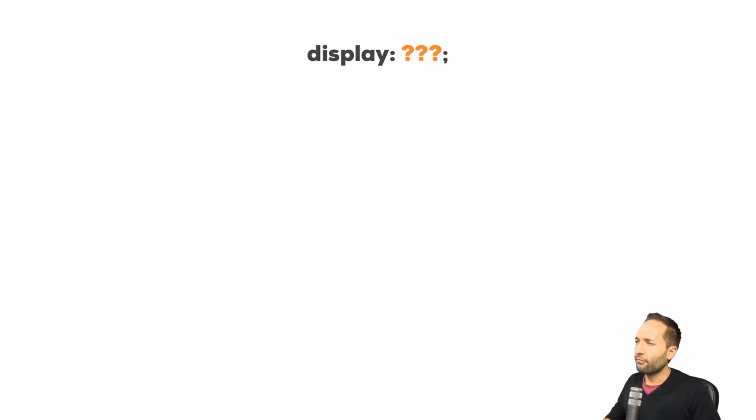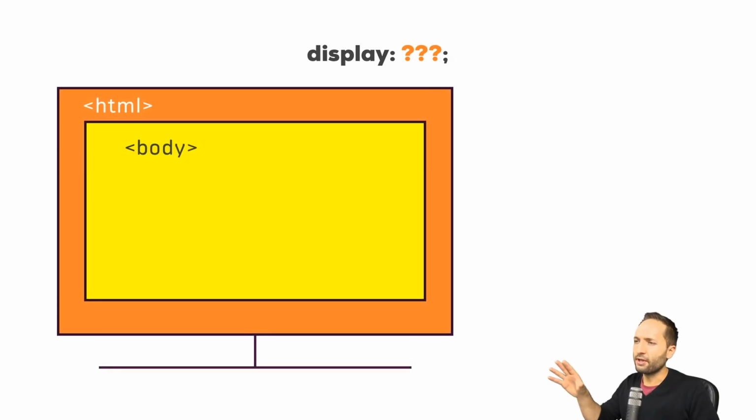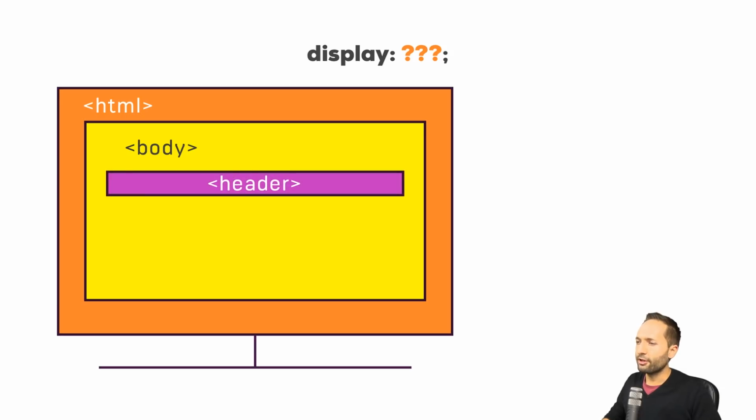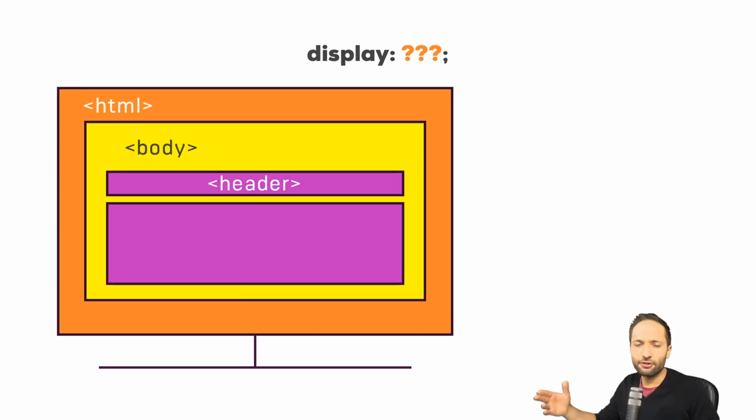So let's think about the following example. You have your website with an HTML element and a body element. Inside this body element, you have a header element and other elements. This could be a main element, a footer, anything like that. Just think about these elements as the general parts of your website, which are positioned correctly as we learned it in the last video. So basically, you are happy with the core structure.